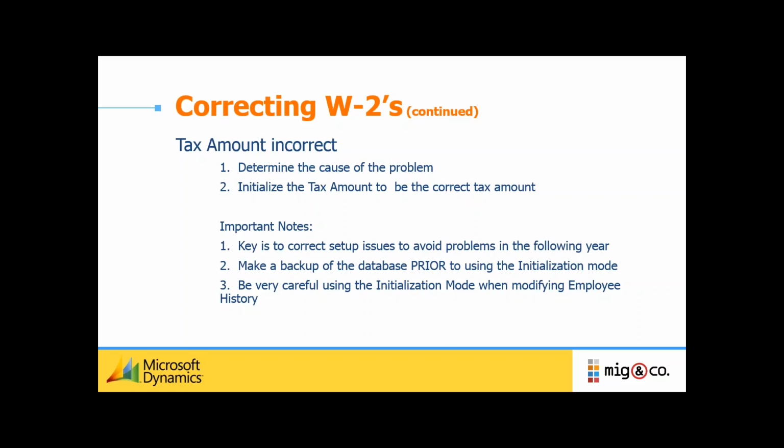Make a backup of the database prior to using initialization mode. That way, if something goes really wrong, you can just restore and you're back to where you were before. Obviously, this is a good process to do when you have a controlled environment. If you make a mistake, you can always go back into initialization mode and update the data that's being reported. But it's a good idea to have a controlled environment just in case you need to restore the database that you just backed up.